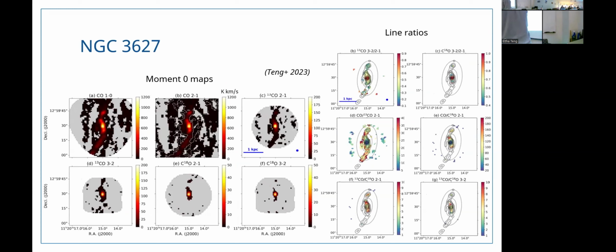But these are our other observed galaxies. It is NGC 3627. This galaxy is more inclined and it has an AGN in its galaxy center. So you can see a bright and compact nucleus well detected in all 6 lines. And in the line ratios, you can also see that the nucleus really stands out from other regions.